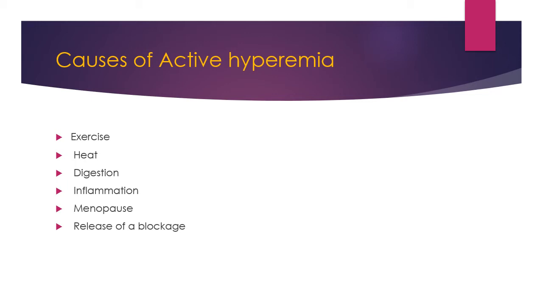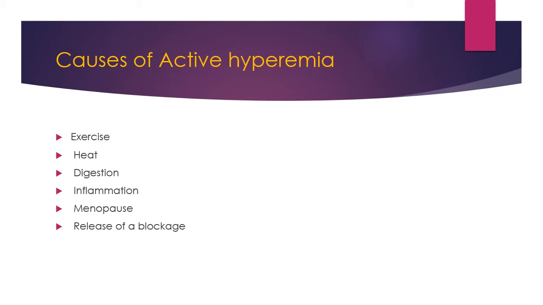The repair process of an injury needs more nutrients, more oxygen, platelets, and fibrinogen. So during inflammation the blood flow increases. These are among the most common causes of active hyperemia. The next one is menopause. Women who are going through menopause often have hot flashes, which cause a rush of blood to the skin, especially of the face, neck and chest, and blushing is a similar response.